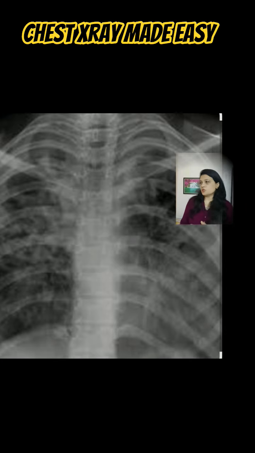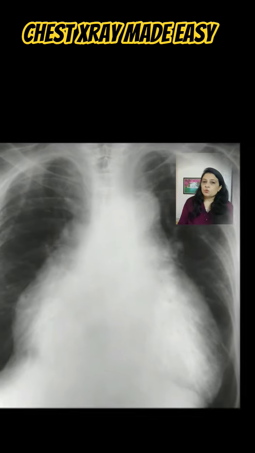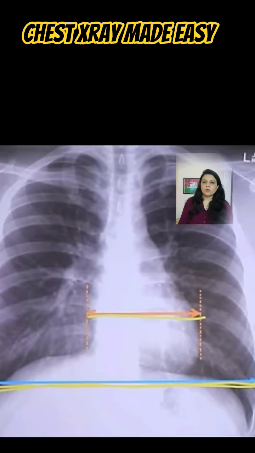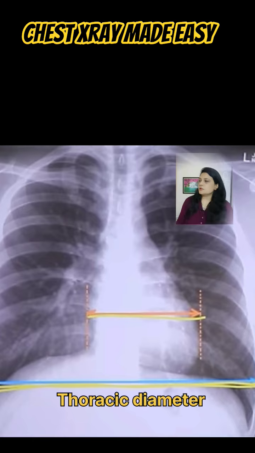How do you see it on the chest X-ray? So for this you need to know about the CTR. So the cardiac diameter should be half of the thoracic diameter. So this is the CTR ratio. Okay. So now fifth on the list is COPD.